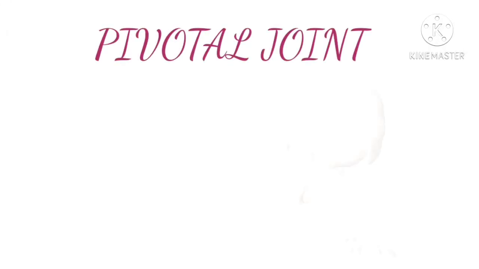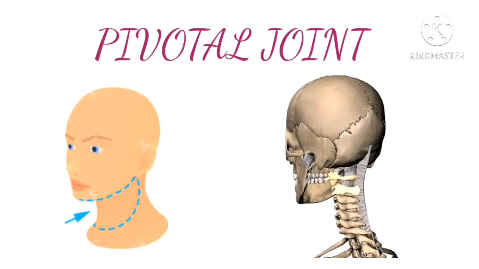Next is pivotal joint. The joint where our neck joins the head is a pivotal joint. It allows us to bend our head forward and backward and turn the head to our right or left. In a pivotal joint, a cylindrical bone rotates in a ring.